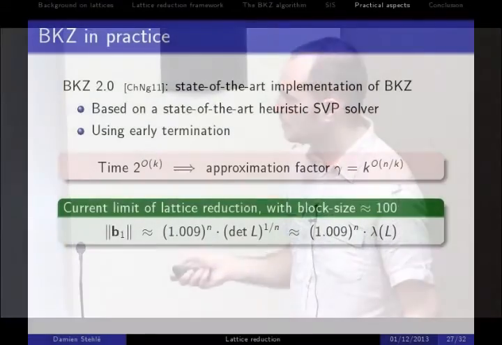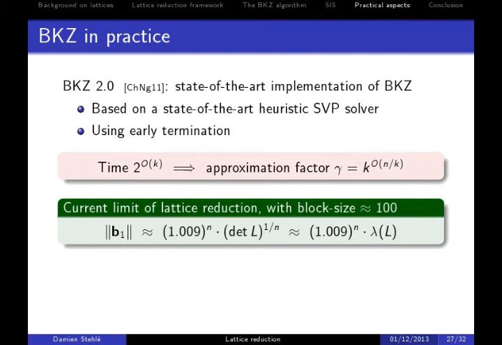And this is used in Nguyen and Chen's BKZ 2.0 algorithm, which is a state-of-the-art implementation of BKZ, but unfortunately unavailable as far as I know. It uses a state-of-the-art SVP solver and BKZ with early termination, because we know that it converges very quickly to the fixed point, so we just stop it at some stage. So asymptotic estimates become this in practice. The current limit of lattice reduction with block size around 100 gives you this approximation factor, 1.0009 to the n.